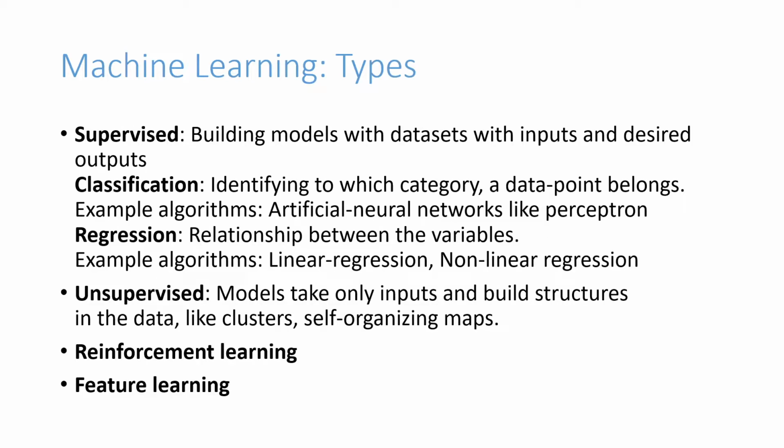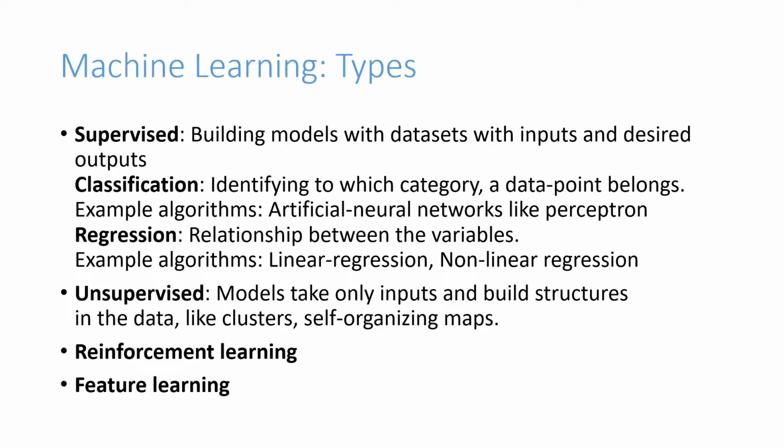Types of machine learning: supervised learning, unsupervised learning, reinforcement learning, feature learning. In supervised learning, we deal with data sets with both inputs and desired outputs. Models are built with these kinds of data sets. In supervised learning, we have classification problems and regression problems.